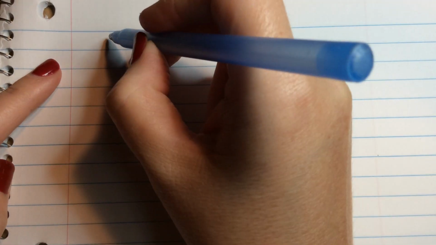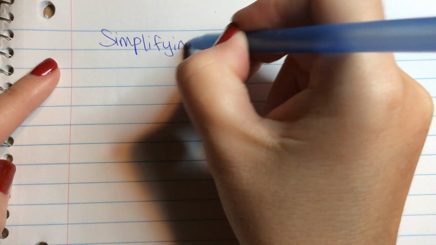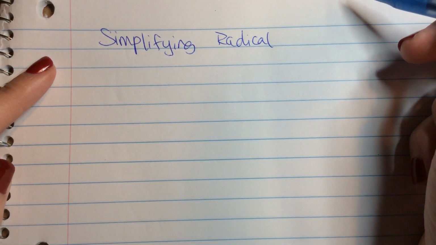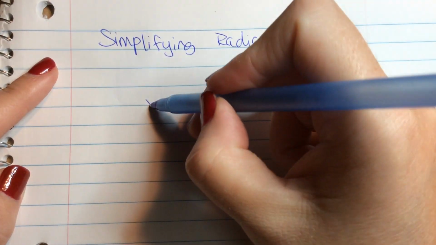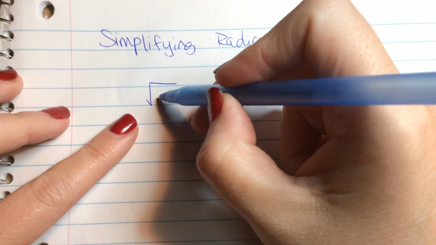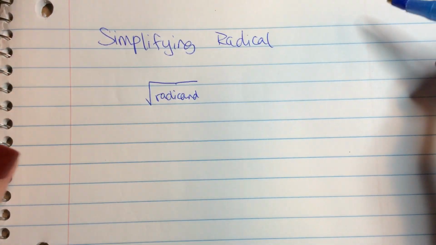Okay, so this video is on simplifying radicals. And let's just go over first what a radical is. A radical looks like this. This is the radical symbol. And anything under the radical is called the radicand.